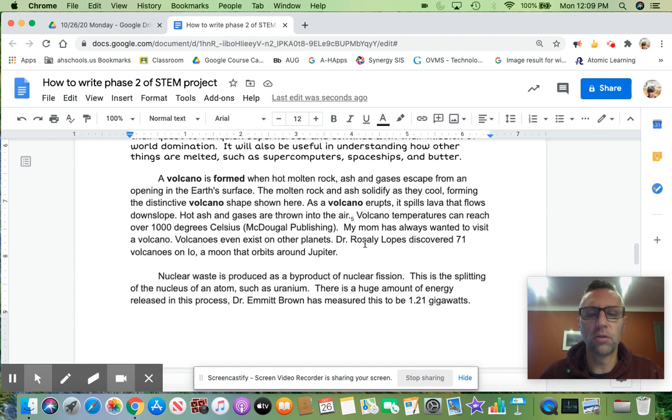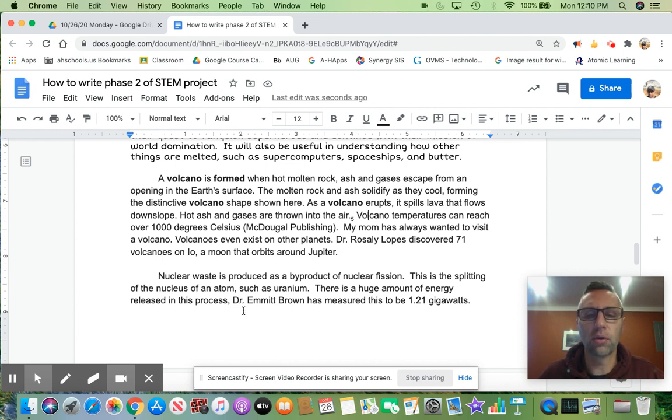The other thing you can do is look for things like this, where you say, Dr. Rosalie Lopez discovered 71 volcanoes on Io, a moon around Jupiter. I don't know exactly how that attributes, but that's a fact. That's a real scientist, and she did discover that. And so I've given credit to her.